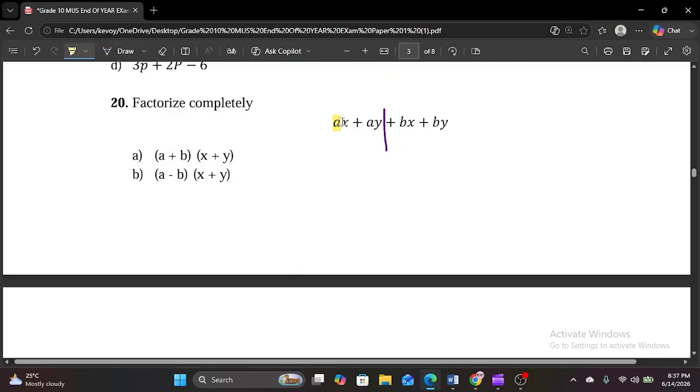If I look at this first group right here, there is the common letter A. So I'm going to have A times x plus y in brackets. And for this group right here, what's common is B. So I'm going to have B outside the bracket, and then I'm going to have my x plus y in brackets.